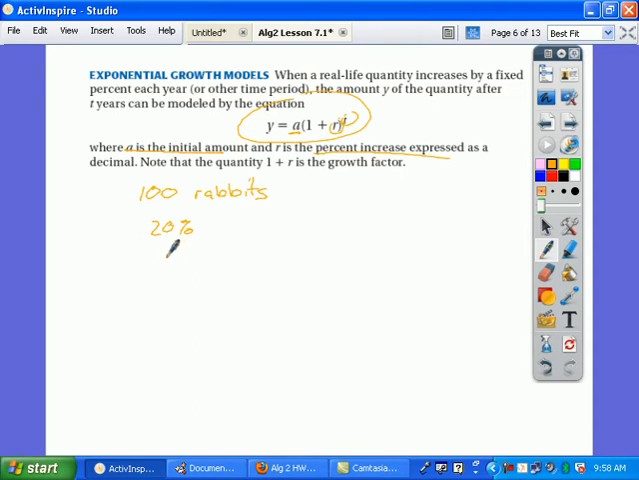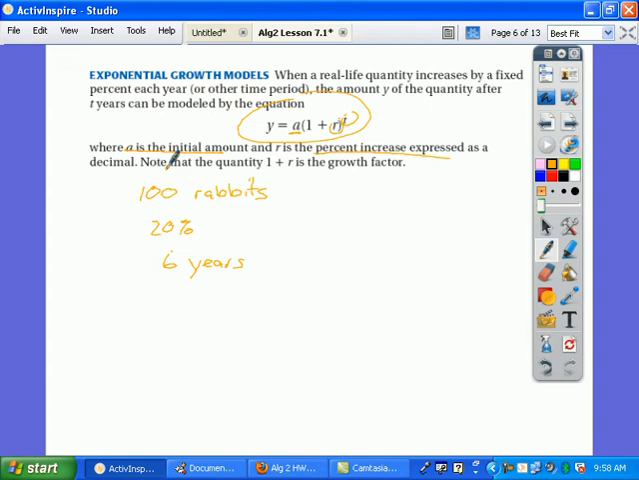So the question then is, how many rabbits do I have? The idea is that after year 1, I have 120 rabbits, right? Because 20% of 100 is 120. But in year 2, they now increase by another 20%, not 20% of 100, but 20% of 120. That is the underlying idea of compound growth.